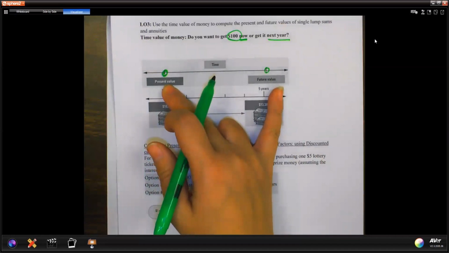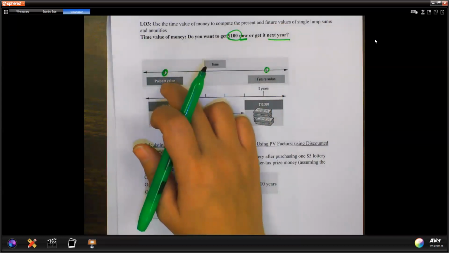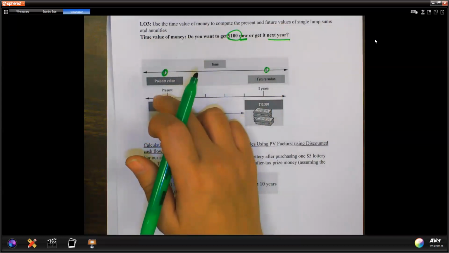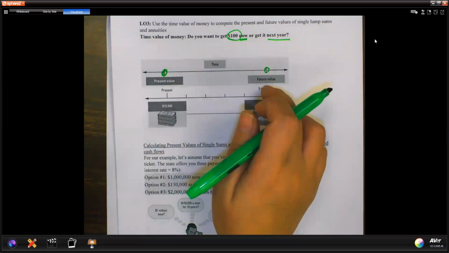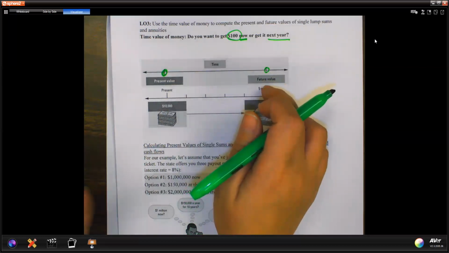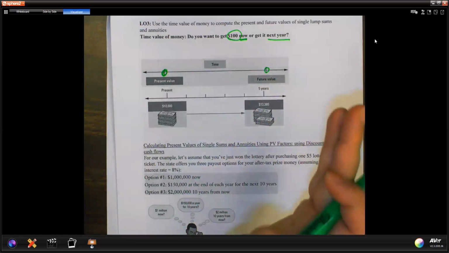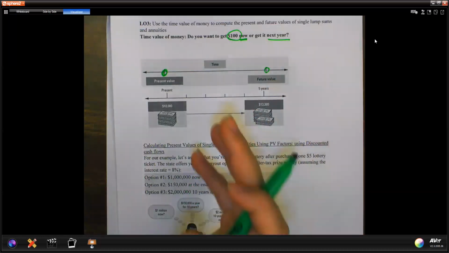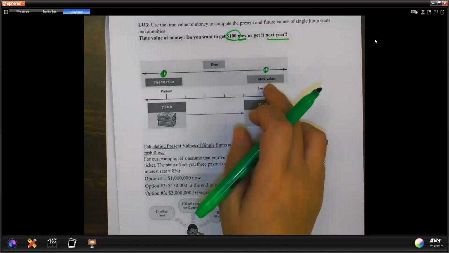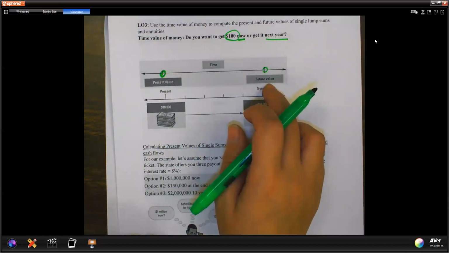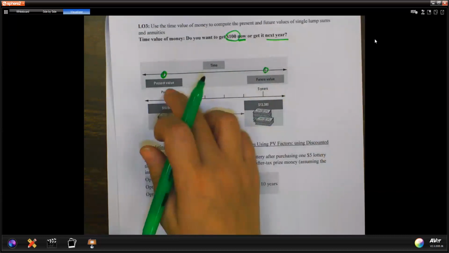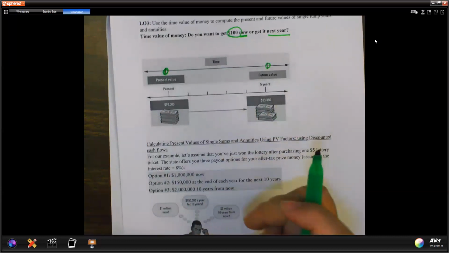You either compare $100 now with $99 now, or you compare $100 next year with $101 next year. So you have to put them at the same time, either in the present value or in the future value. In our class, we just focus on the present value.